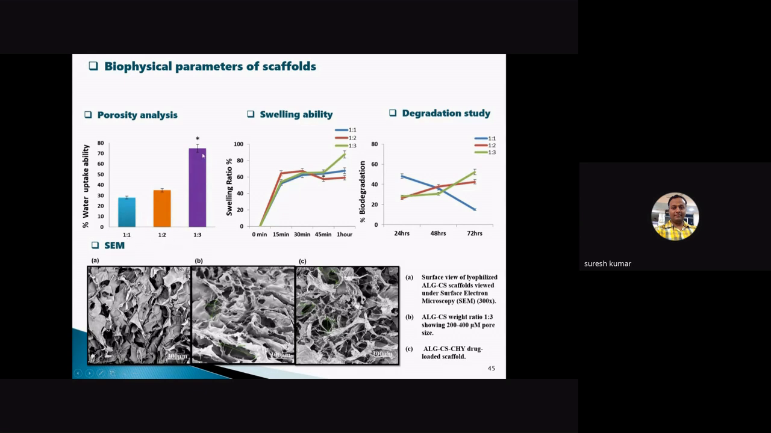1:1, 1:2, 1:3. We are able to see at 1:3 the better porosity, followed by the swelling analysis. We can see the 1:3, the green color one, showing the better swelling, and biodegradation at 1:3 is very sustainable up to 48 hours. After that, it got degraded. Similarly, the pore size from scanning electron microscopy at 1:3 shows a 200 to 400 micrometer pore size in the drug loaded scaffold.